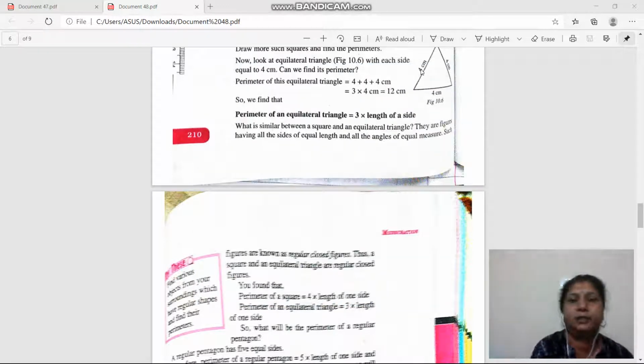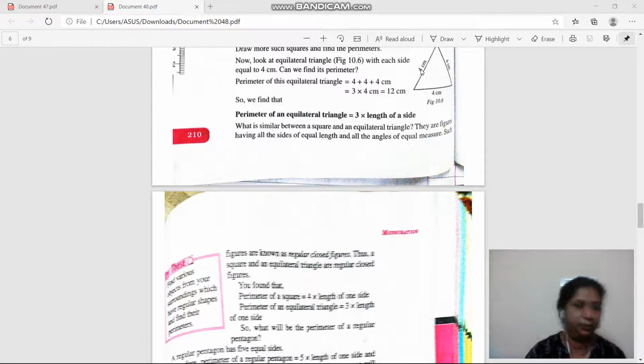Narayan. We are studying about the perimeter of a regular figure. So what is a regular figure here? The figure or diagram where angles and lengths are equal is called a regular closed figure. Thus a square and an equilateral triangle are regular closed figures.